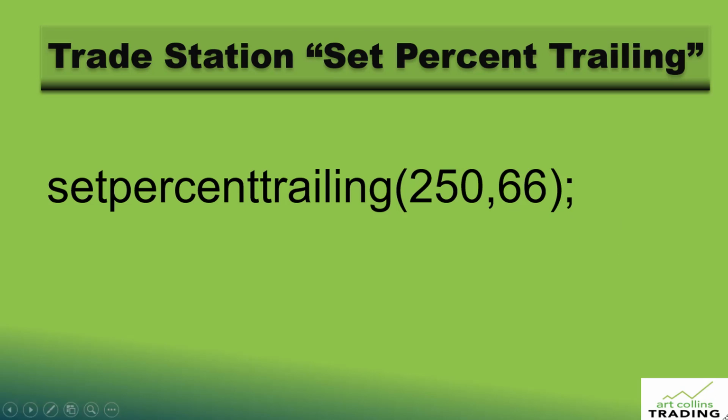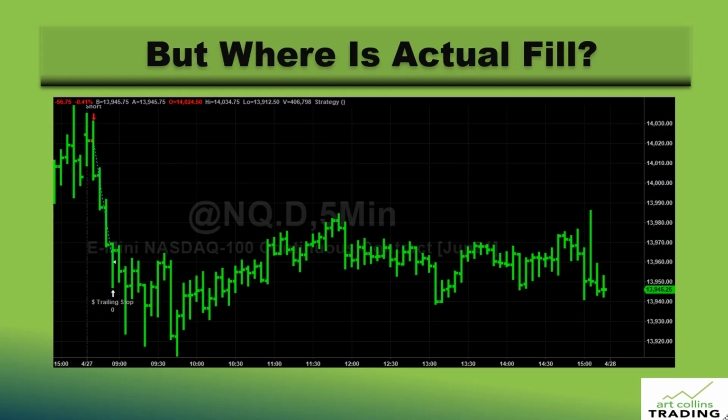But here's where the problem comes in, and it applies to both variations. Here we've set a $250 dollar trailing stop, and TradeStation assumes we survive this bar, and this bar, and this bar. Seems logical, right? All three close near their lows. And that we got out with a nice profit here.